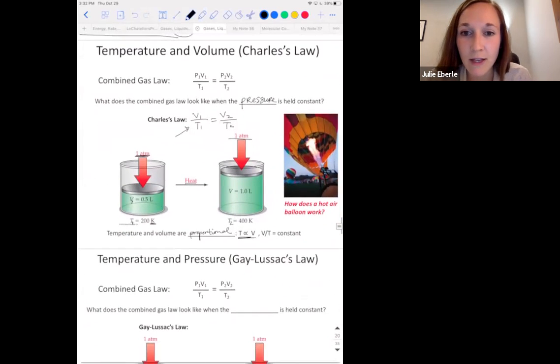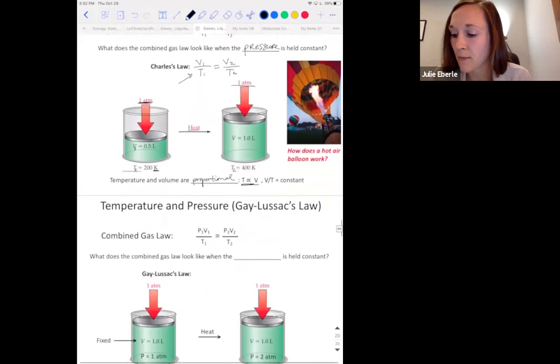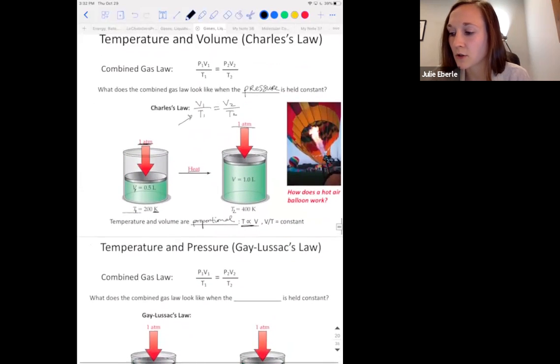The biggest thing with these is to make sure your units match on both sides. Again, for temperature, you need to have Kelvin on both sides, or for volume, you need to have milliliters or liters on both sides. Okay, make sure they match. Any questions on Charles' law?